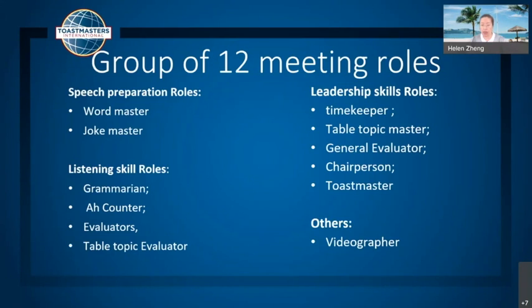Now let us look at roles. I group roles into 3: speech preparation roles, active listening roles, and leadership skills roles. Speech preparation roles include Wordmaster and Joke Master. If you are new to the meeting, start from here.